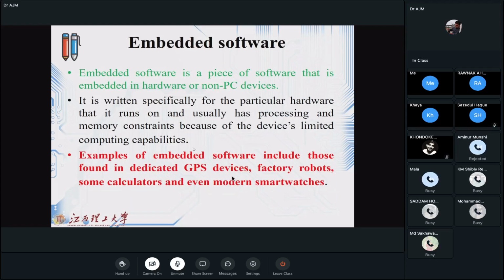We say that embedded software is a piece of software that is embedded in hardware or a non-PC device. It's written specifically for the particular hardware it runs on and usually has processing and memory constraints because of the device's limited computing capabilities. Examples of embedded software can be found in GPS devices, factory robots, calculators, and even modern smartwatches, which people use more recently.